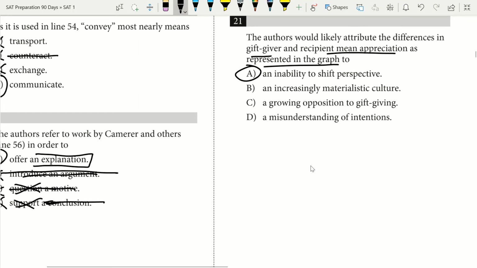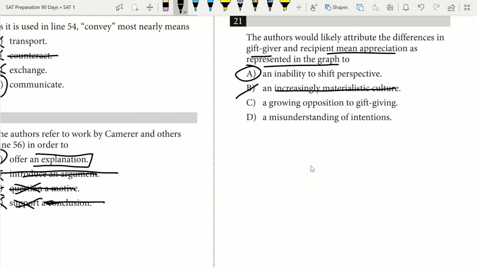If we remember back in the passage, we talked about how gift givers not being able to shift perspective to being gift recipients prevents them from seeing that monetary value does not correlate with increased appreciation. So we can go ahead and get rid of B. B says an increasingly materialistic culture. We don't touch on that.